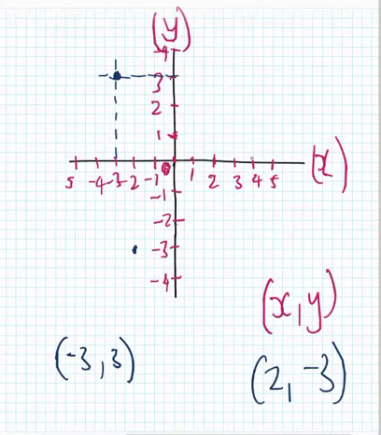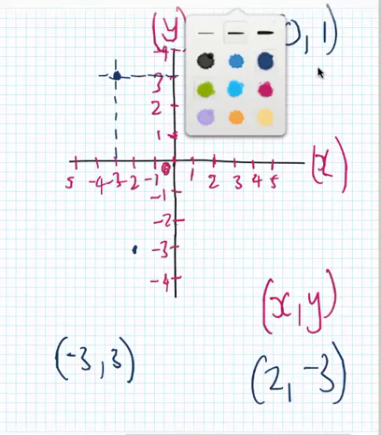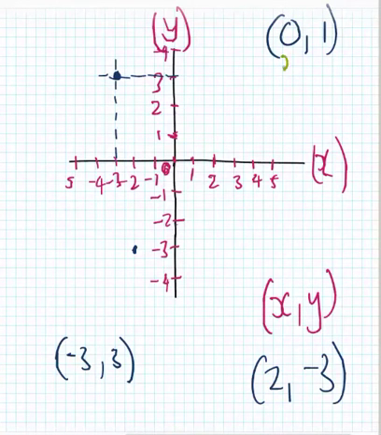Now, what happens if we have a point, just say, when x is 0 and y is 1? Now, the trick is, whenever you have a 0 as one of your points, you know straight away it will be on an axis. And because x is 0 and y is 1, so I'll go to my x-axis, there it is, and x is 0.